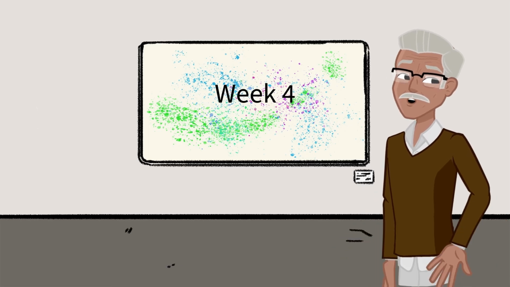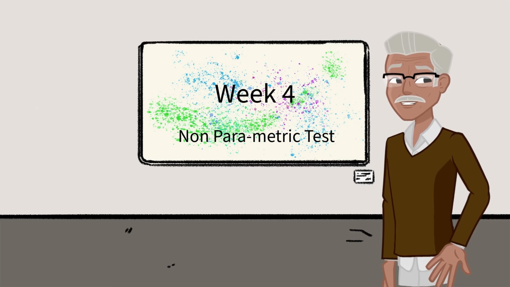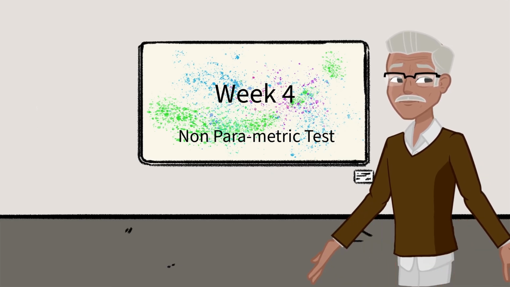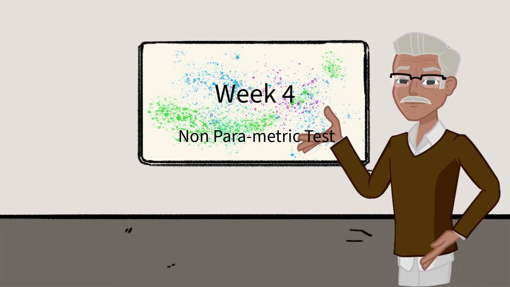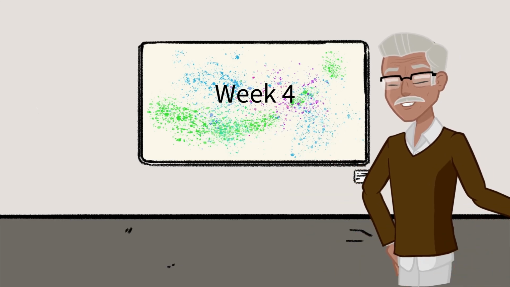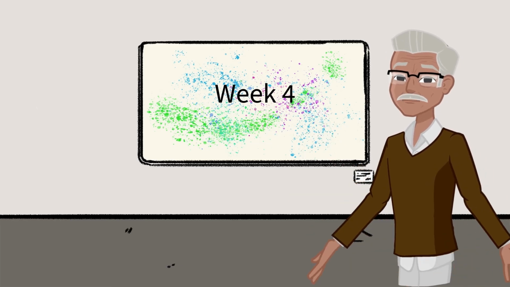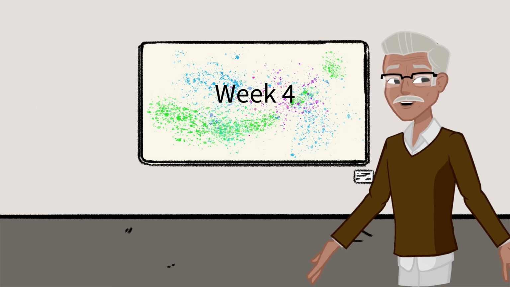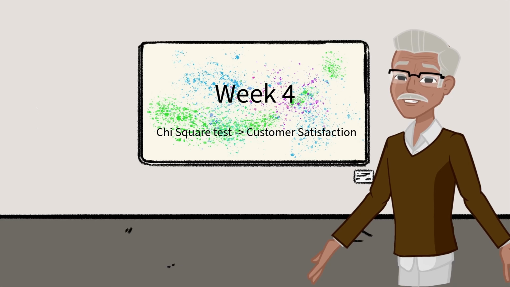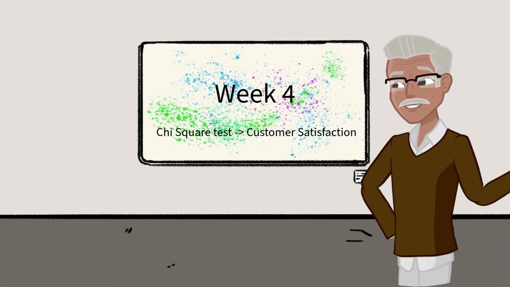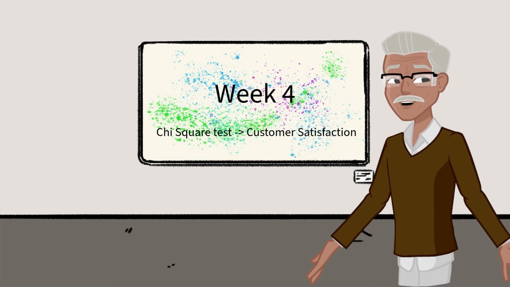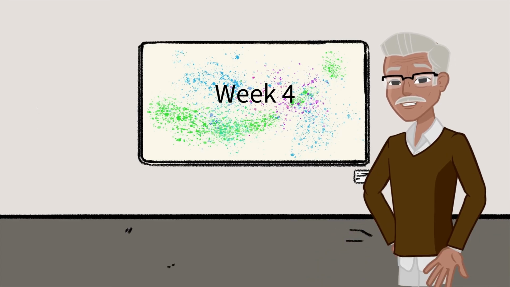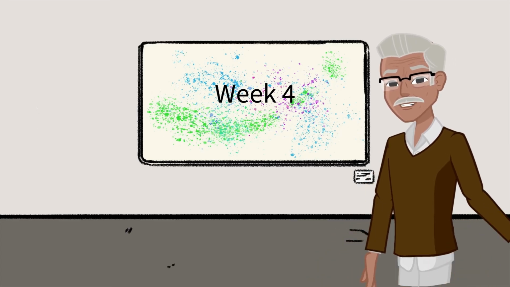assumptions. Next, we'll look at non-parametric tests, such as the chi-square test, which are useful when our data doesn't follow normal distribution patterns, or when we're dealing with categories instead of numbers. For example, the chi-square test can help us find out whether customer satisfaction levels differ across regions, or whether product preferences vary between genders. These tests are simple but powerful tools for understanding relationships in business data.